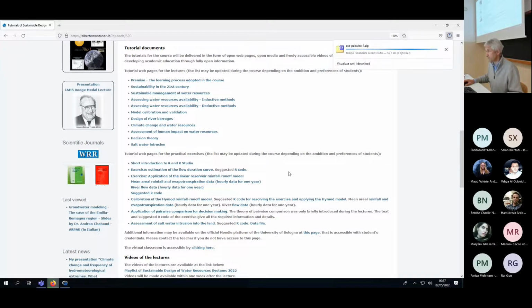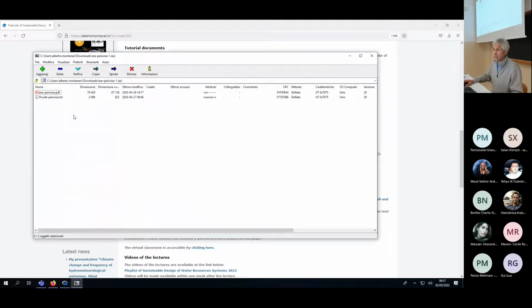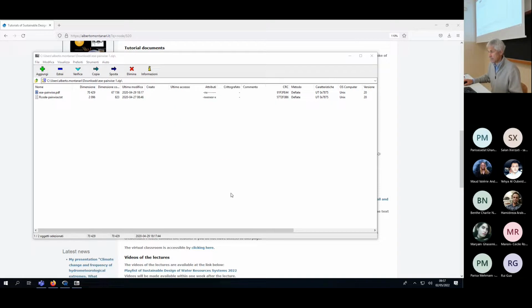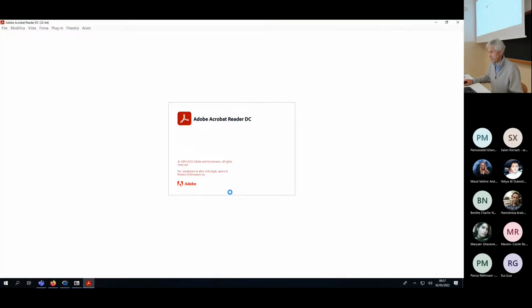If you click here, you will get a zip file. If you open it, there are two files in it. And if you open the PDF, there is the text, which we can read together.